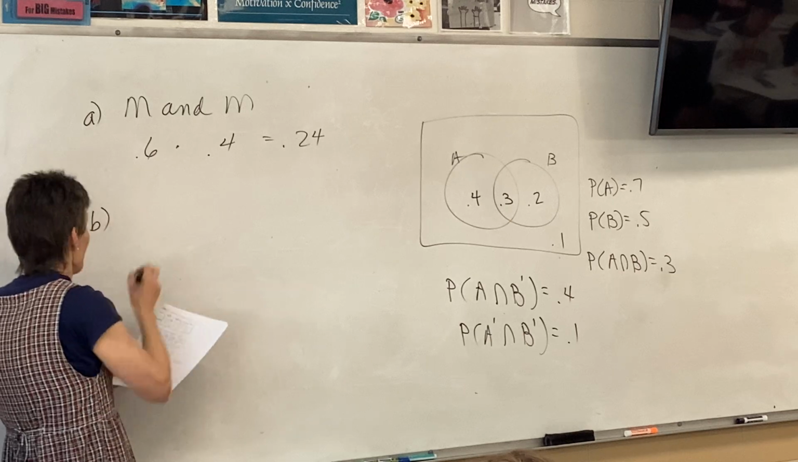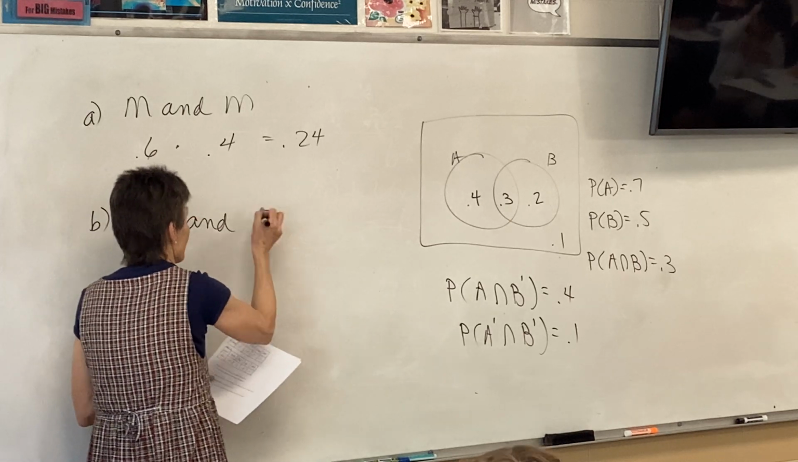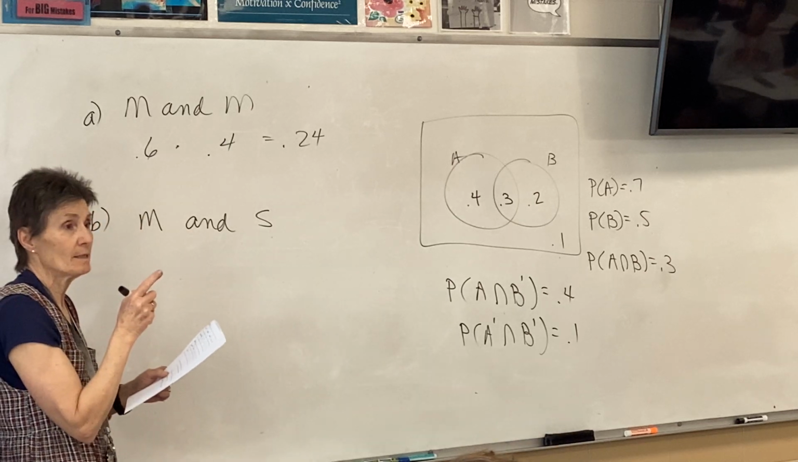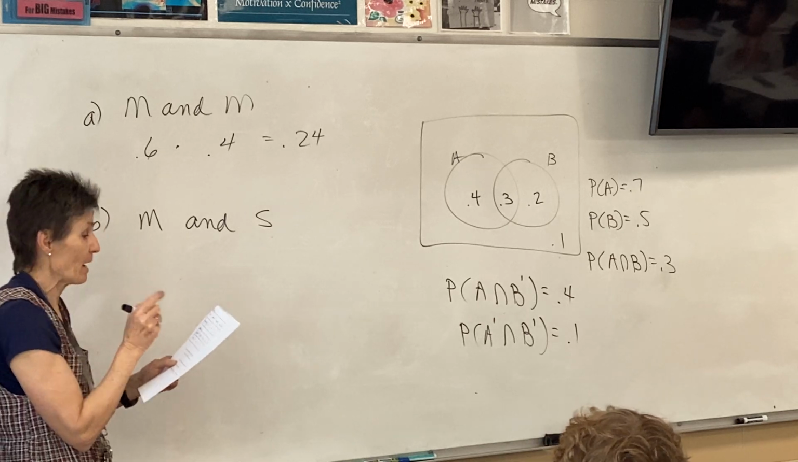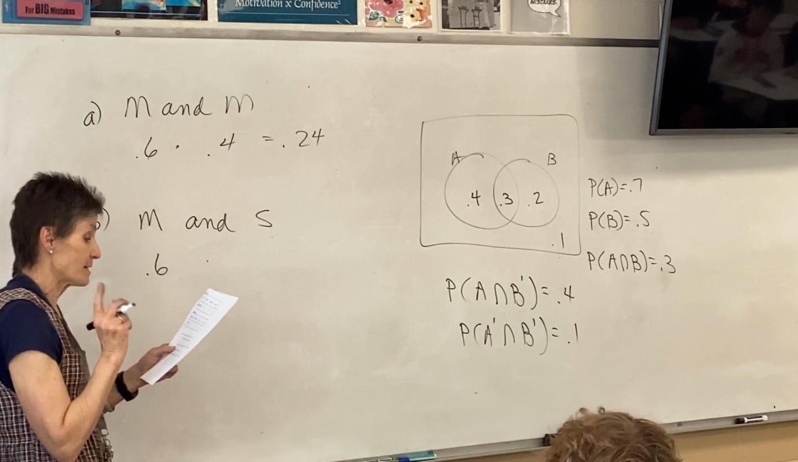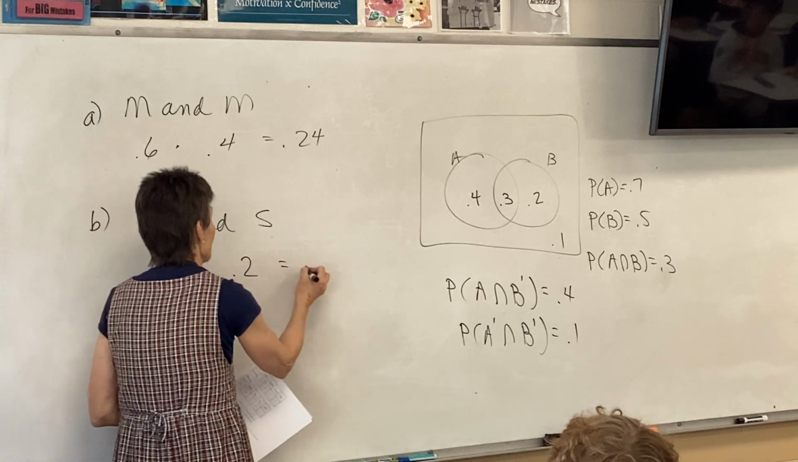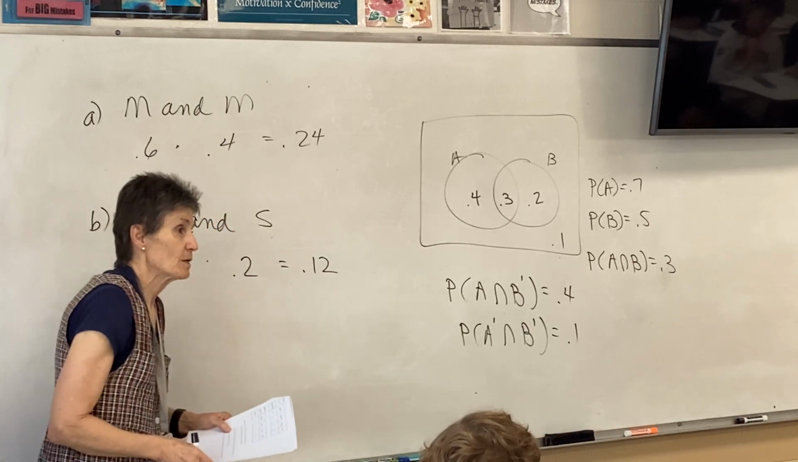I want math and science, okay? So class 1 likes math. First kid likes math, that would be 0.6. And second kid likes science, that would be 0.2. So your answer is 0.12.